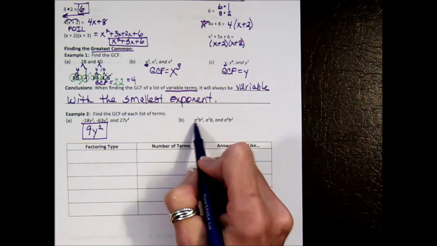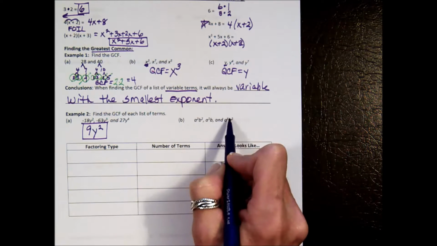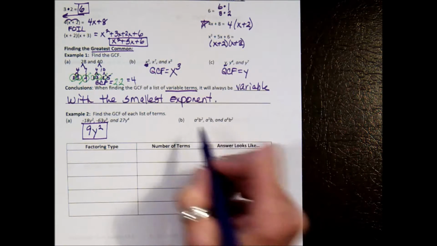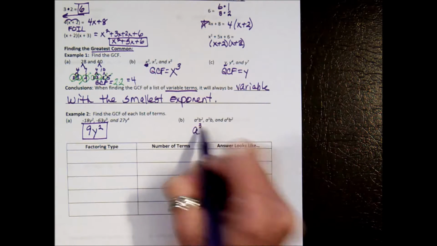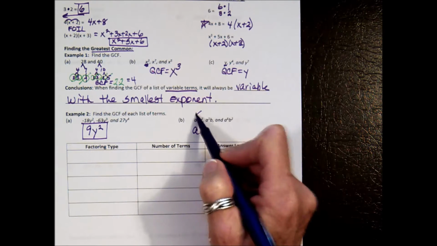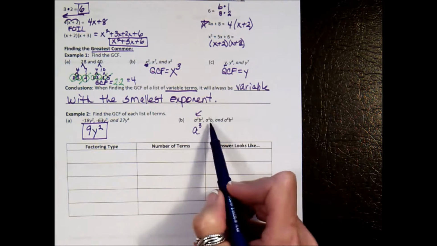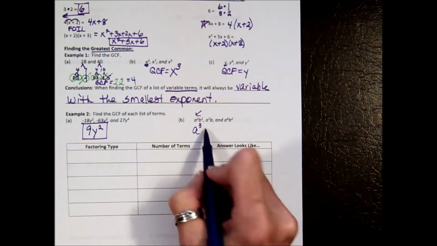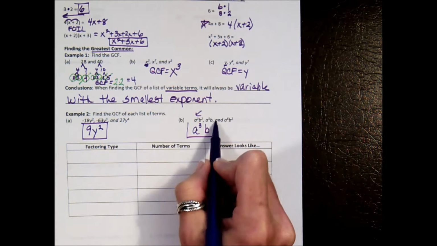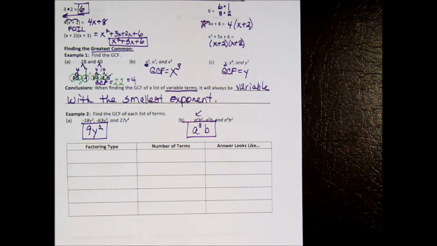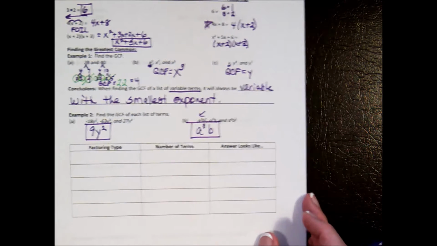Here we're going to do the a's and the b's separately. So I have a cubed, a to the 5th, and a to the 6th. The biggest a that goes in is a cubed because this one doesn't have enough for it to be more. Then I have b squared, b, and b squared. B is the most they have in common. So that's finding the GCF. And we'll use that in just a minute.